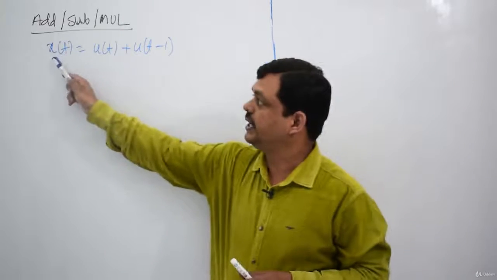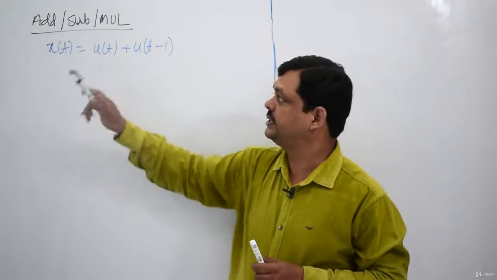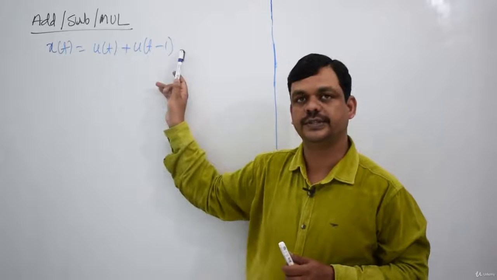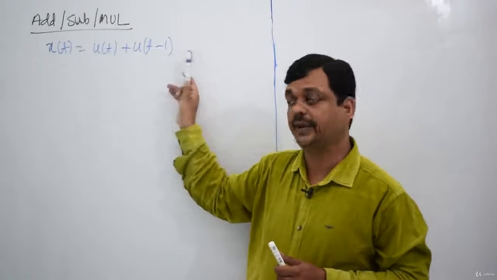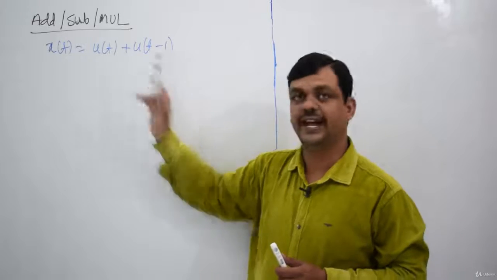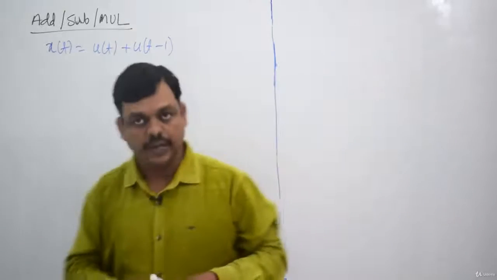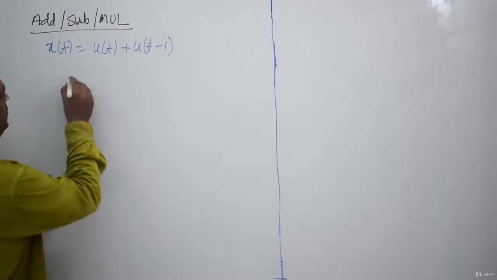Now here, one signal is there, x of t. This signal is the summation of two functions. One is u of t and another is u of t minus 1. These two functions undergo an addition operation here. Now, the u of t function.